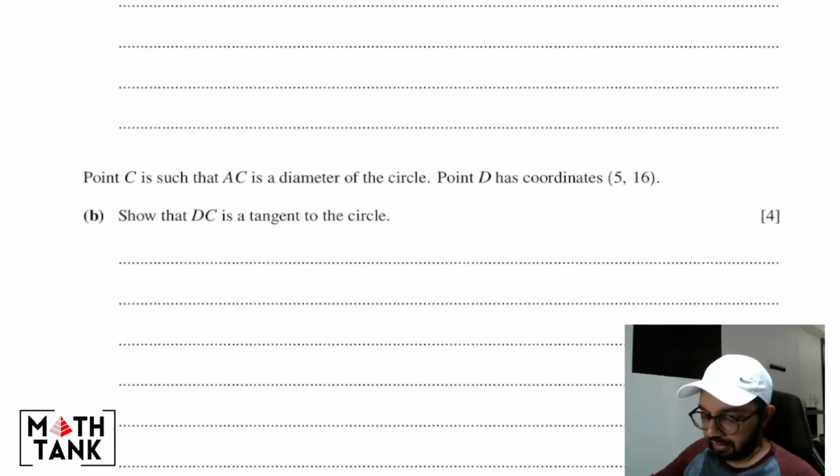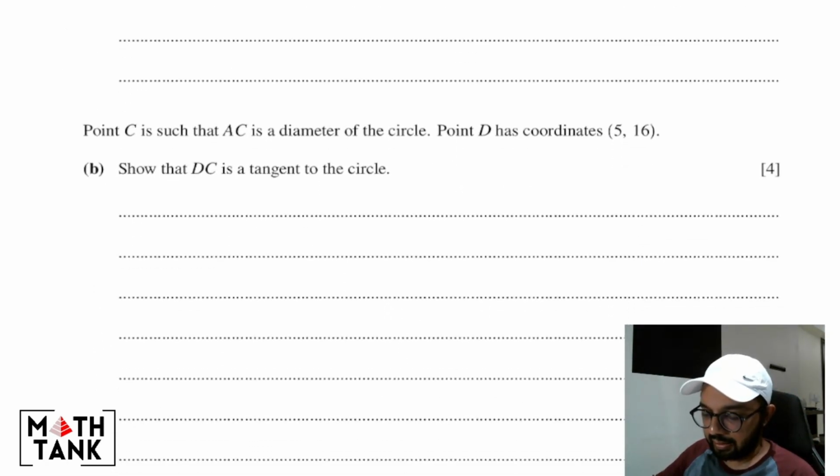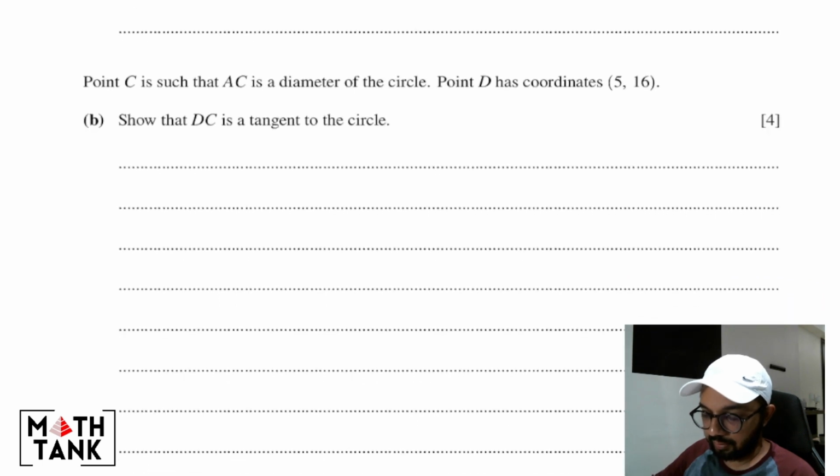Okay. Then this says point C is such that AC is a diameter of the circle. Point D has coordinates 5 comma 16. Show that DC is a tangent to the circle. Okay.